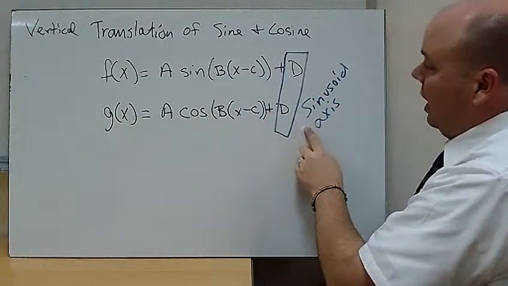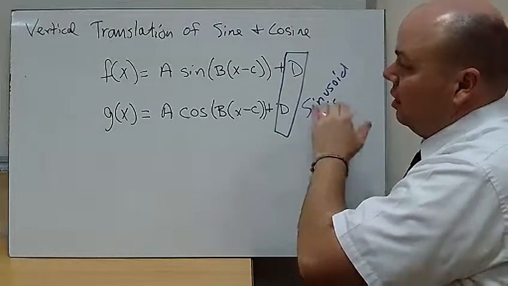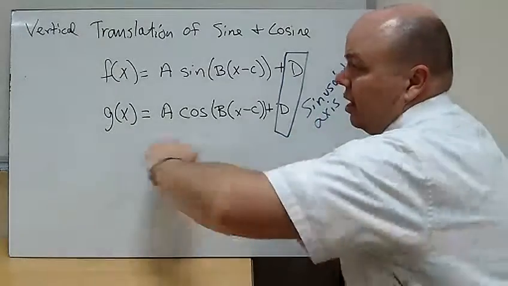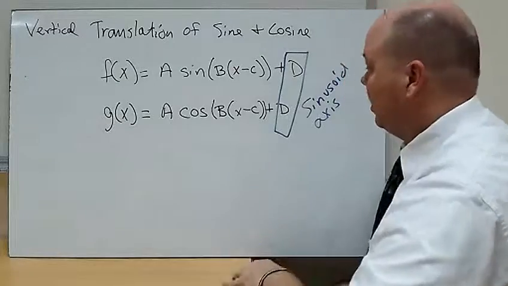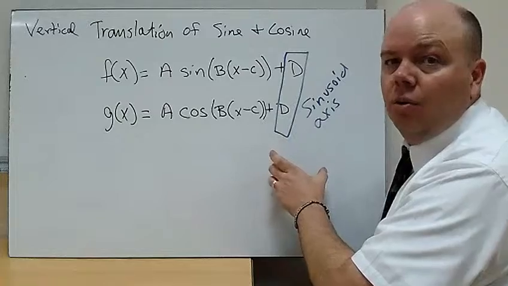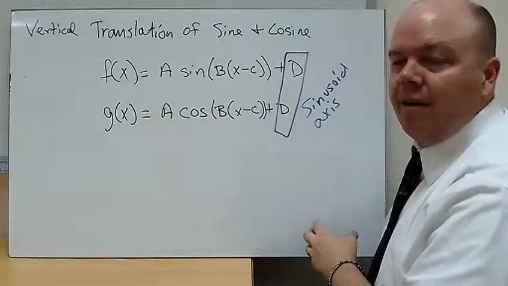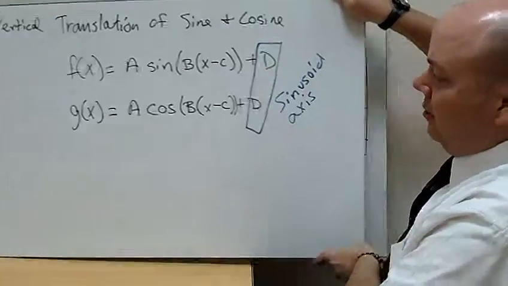D has a special name called the sinusoid axis. As you'll see in the graph, that's the line that cuts the graph in half horizontally. So when plotting, this is usually the easiest thing to do. You can plot this line first, and then the rest of the graph kind of follows that line.